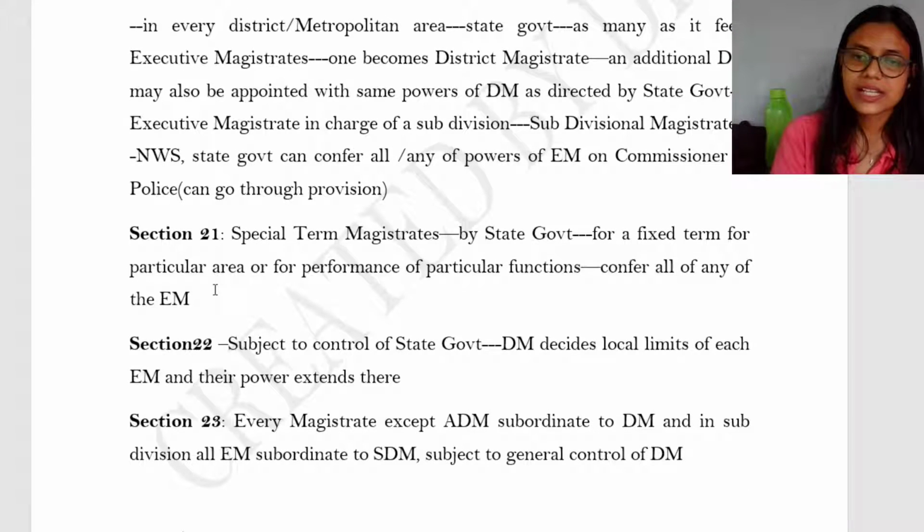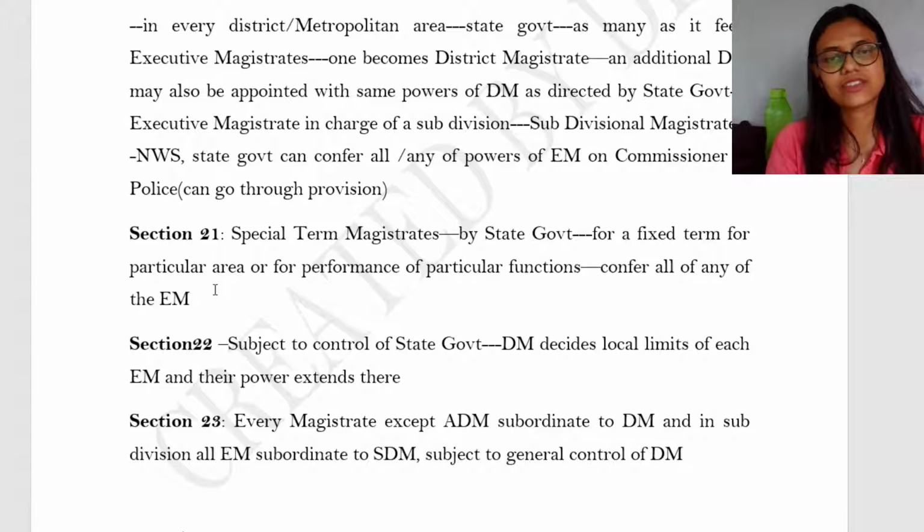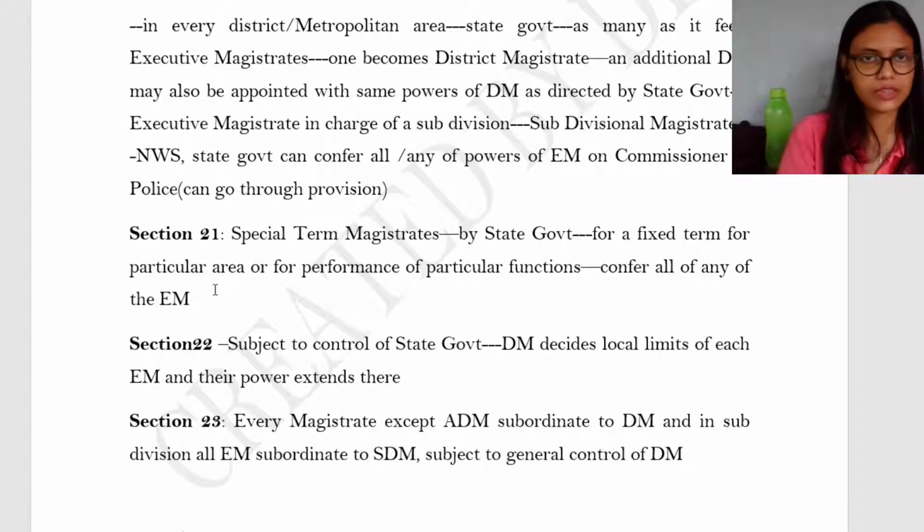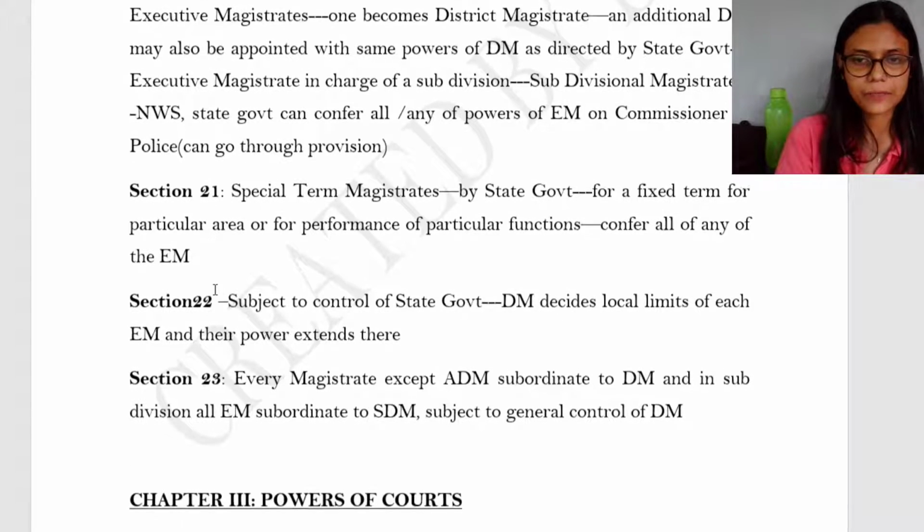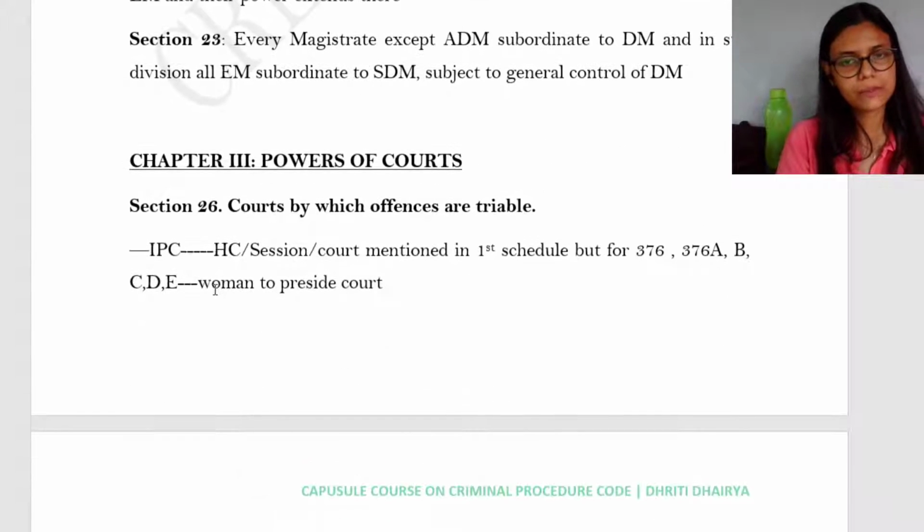And section 23, what are you seeing? That every magistrate except the additional district magistrate is subordinate to the district magistrate, and in a subdivision all the executive magistrates are subordinate to the subdivisional magistrate, subject to the general control of the DM. I hope that is clear. Now let's move on to see what are the powers of the court.